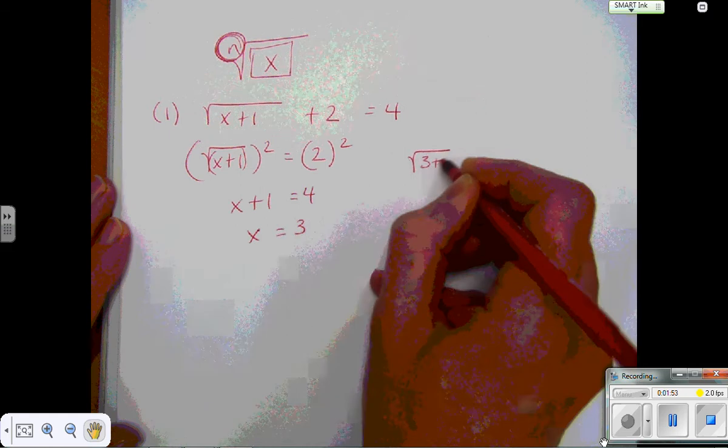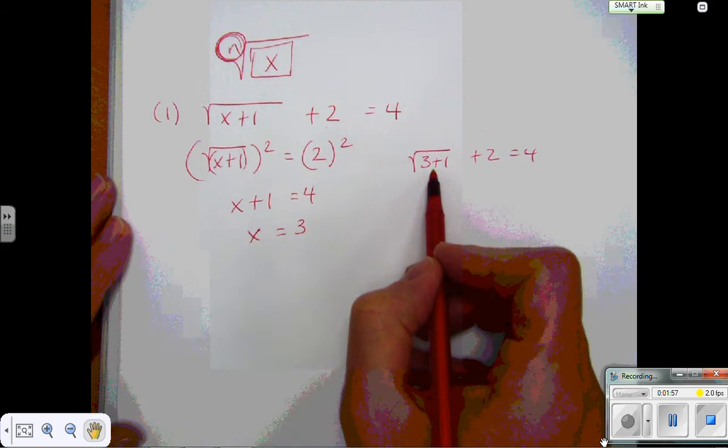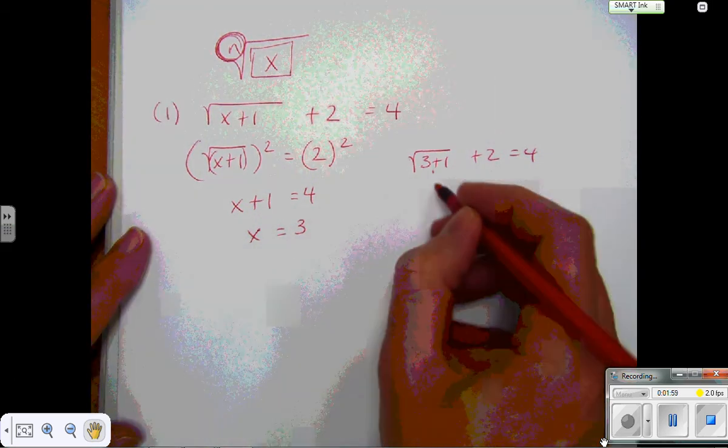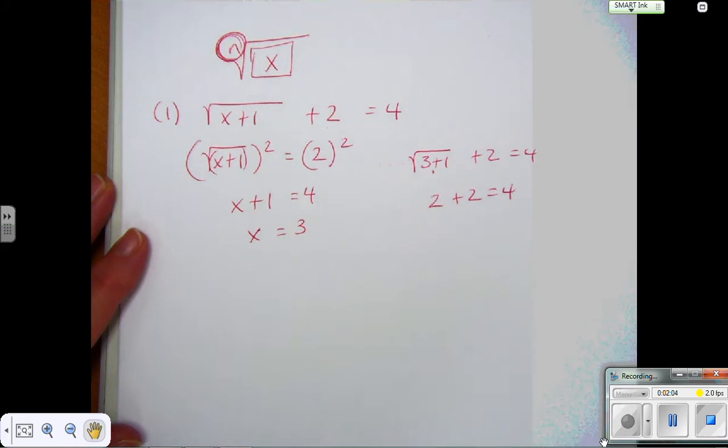3 plus 1 plus 2 equals 4. So in the radical, 3 plus 1 is 4. Square root of 4 is 2. And does that work? Is that going to make a true statement? Yes.